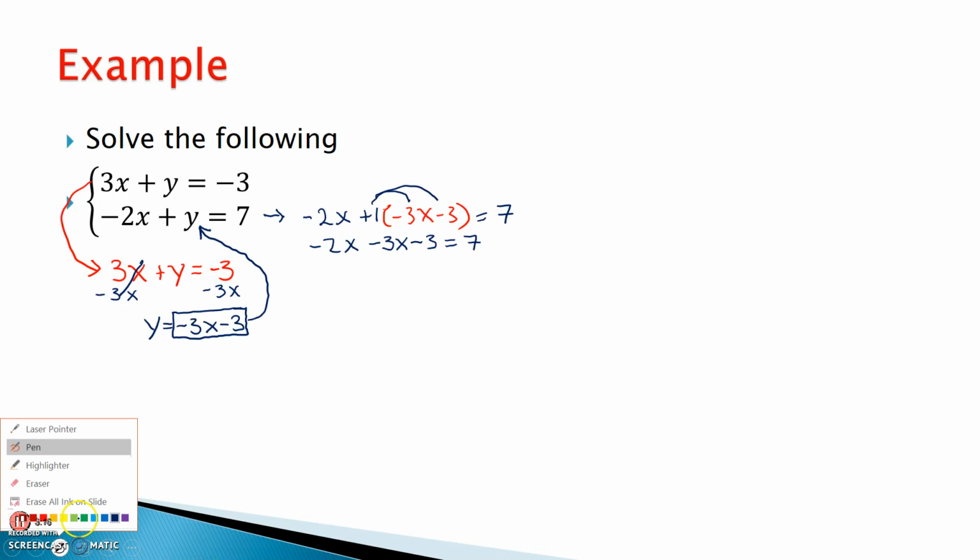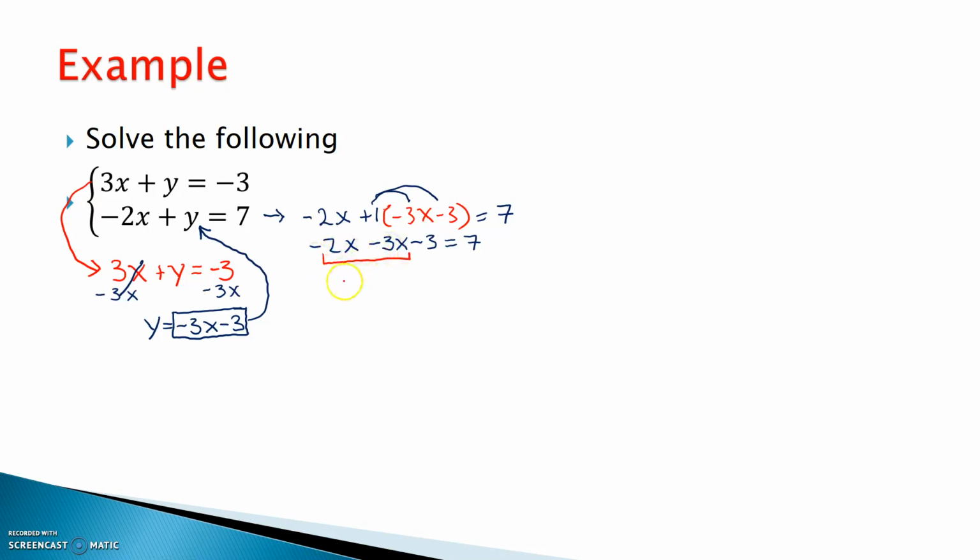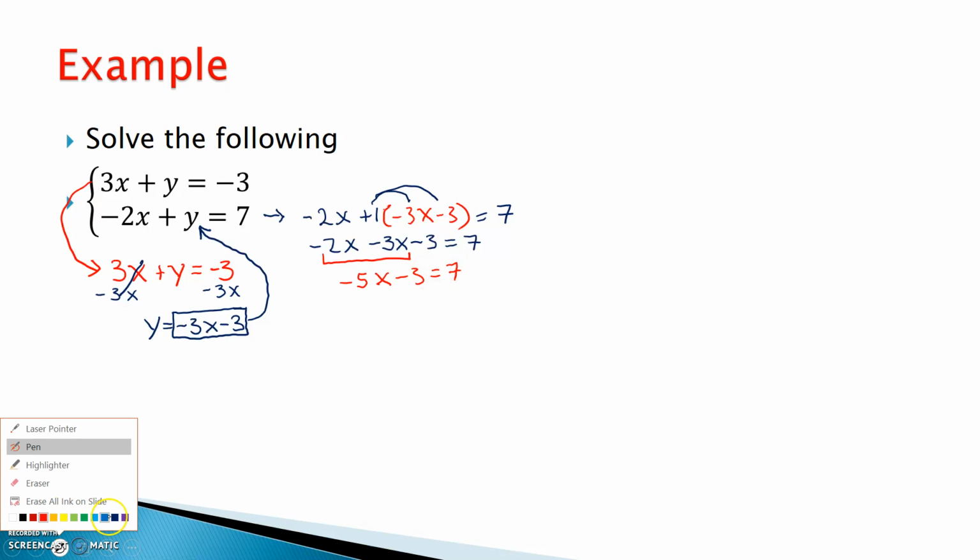Now step number 2 is always look, hey, can I combine anything? And actually in this case I can. I have -2x and -3x. They're on the same side, they both have a variable. -2, -3, that's going to give us -5. -5x -3 is equal to 7. Notice this just became a 2-step equation.